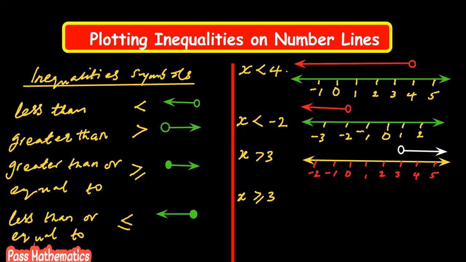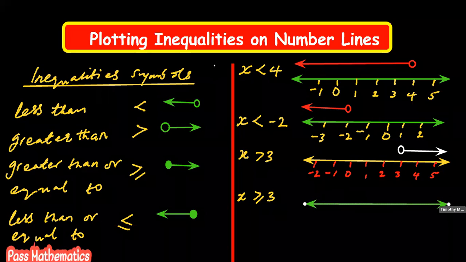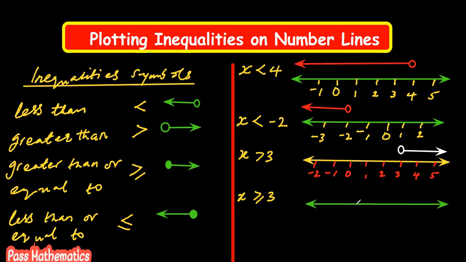Let's draw the number line. So we're going to have something like this. Let's bring this downward to create space, and then let's put our numbers. So 0, this is minus 1, minus 2. So this is going to be 1, 2, 3, 4, 5. So x is greater than or equal to 3.